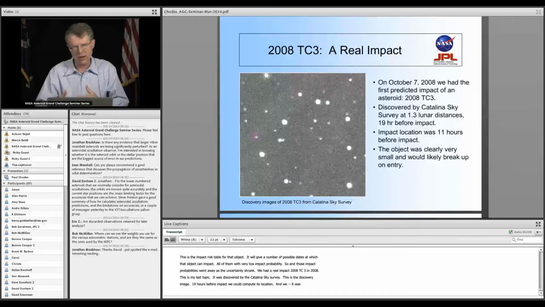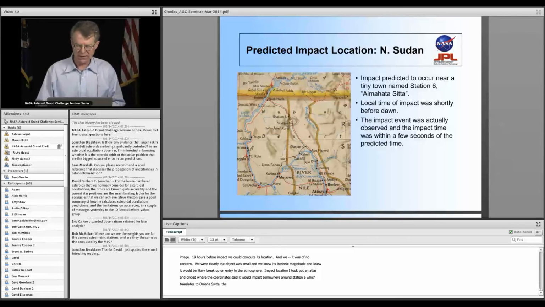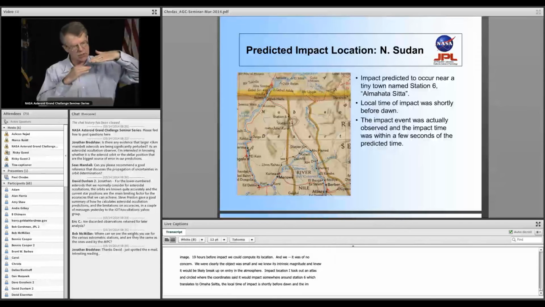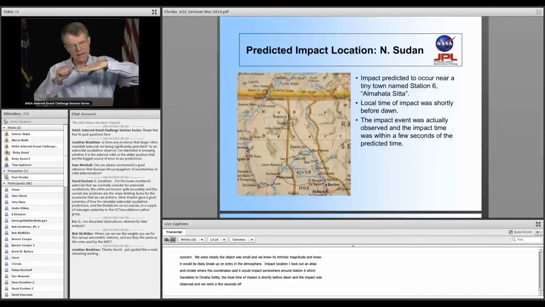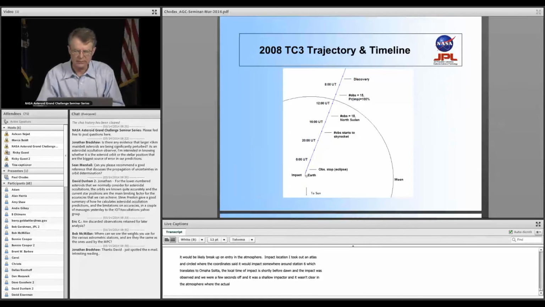The object was small. We knew its intrinsic magnitude. We knew it would likely break up on entry in the atmosphere. Regarding the impact location, I took out an atlas and circled where the coordinates said it would impact, somewhere around Station 6, which translates to Almahata Sitta, which is now the name for the meteorites which came from this impact. The local time of the impact was shortly before dawn, and the impact event was actually observed, and we were a few seconds off. That was because it was a shallow impactor, and it wasn't clear exactly where in the atmosphere the actual detonation would take place.